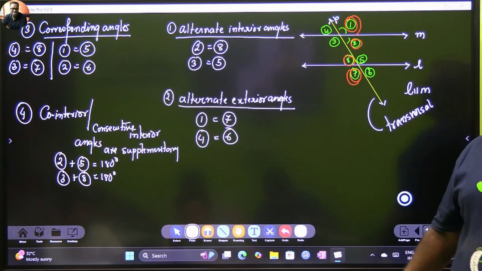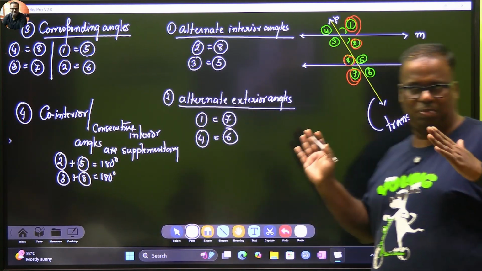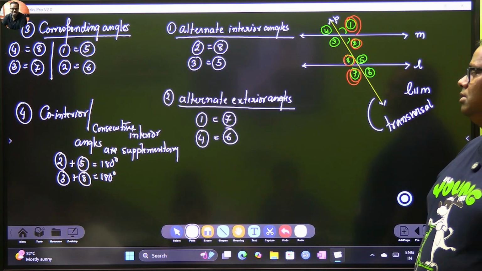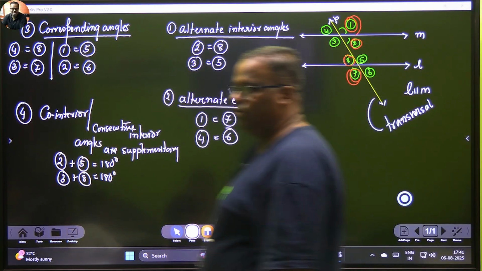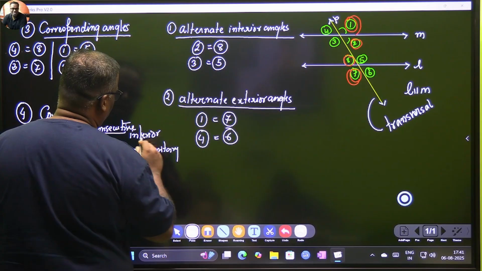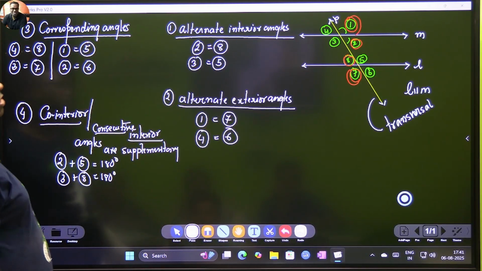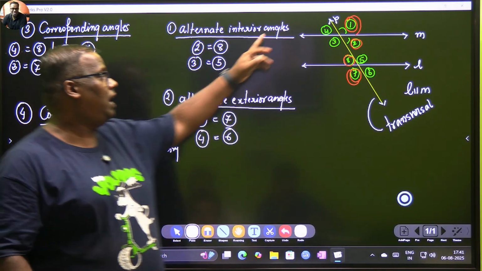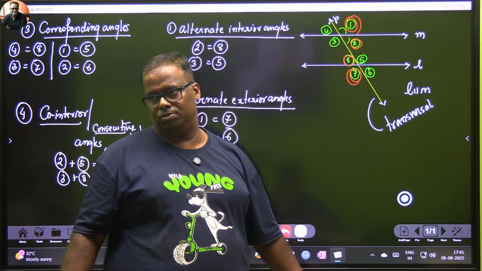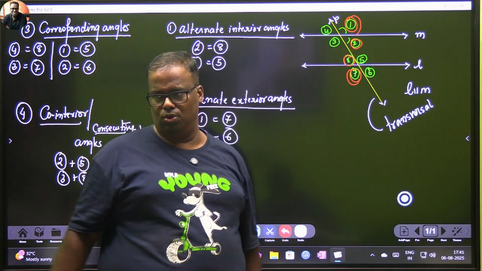But we generally study more with co-interior because we're going to study parallelogram. In parallelogram, we'll get co-interior angles. This is also valid for co-exterior. Can anybody tell me which are the co-exterior angles? 4 and 7, 1 and 6. 4 and 7 will add up to 180. 1 and 6 will add up to 180. This much you should know.